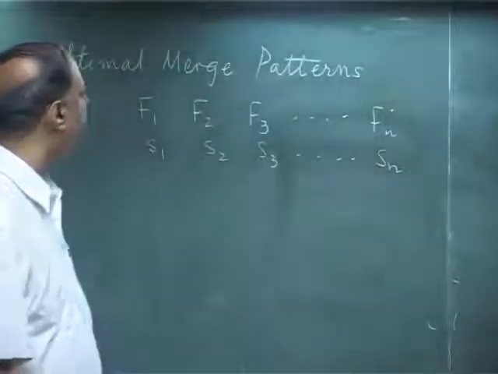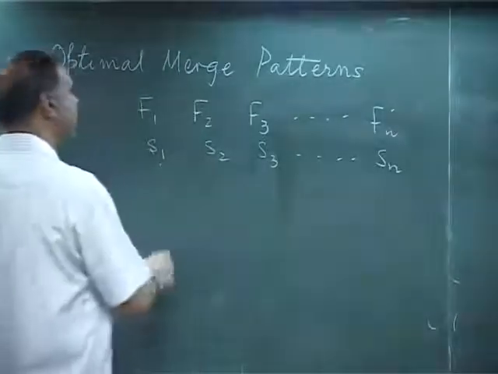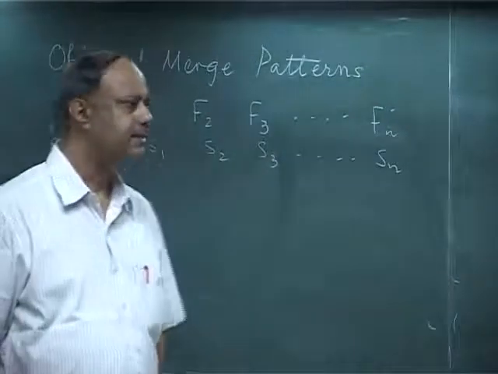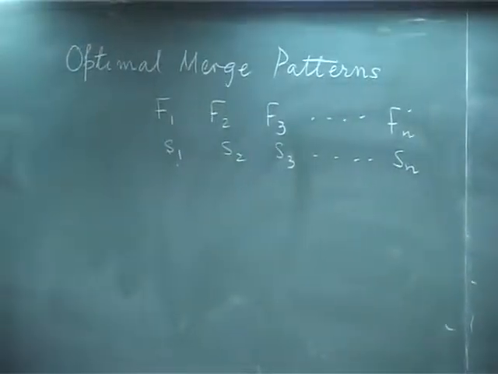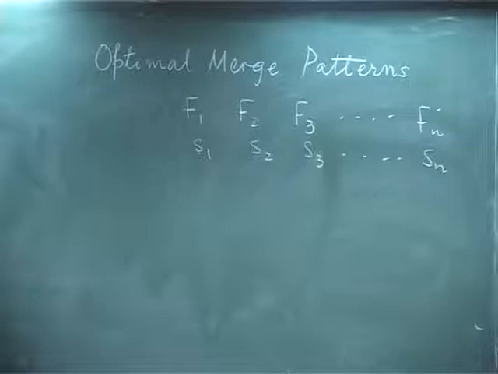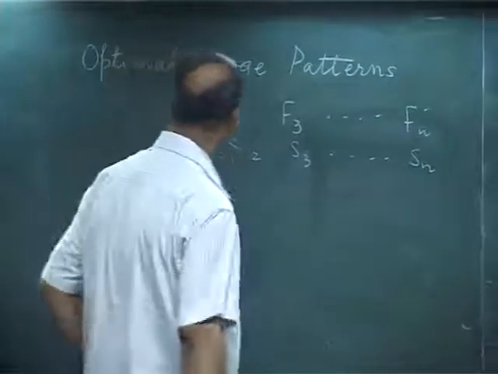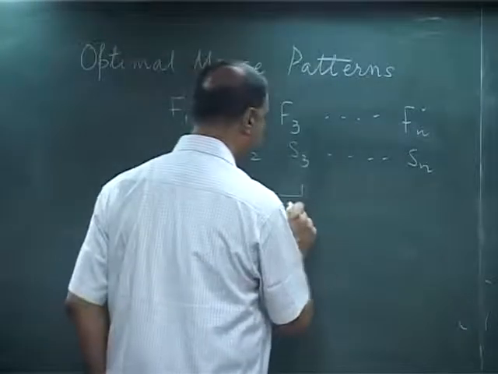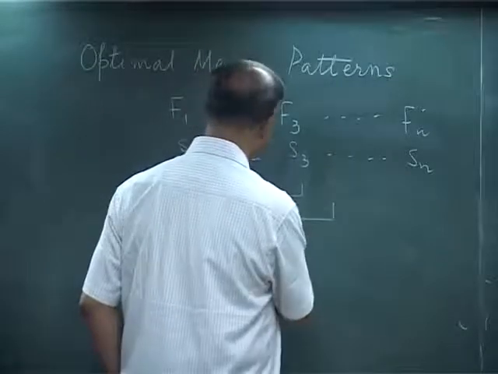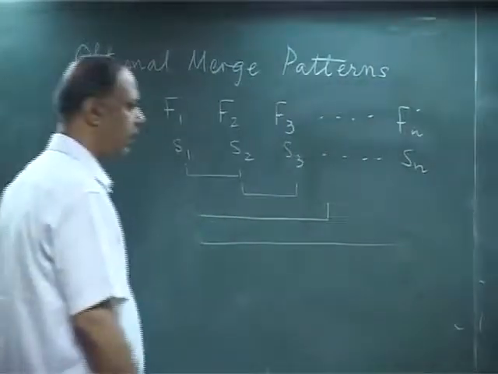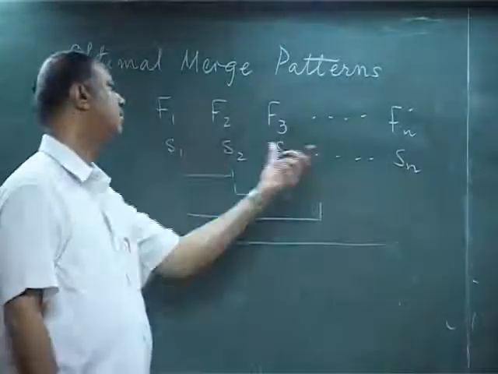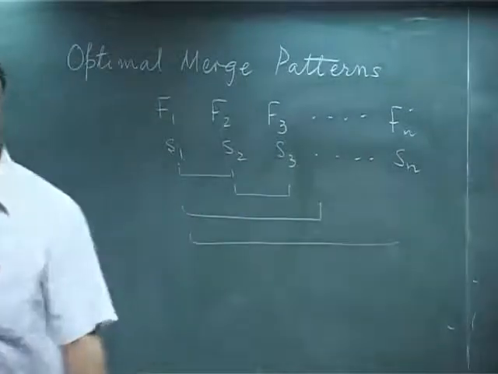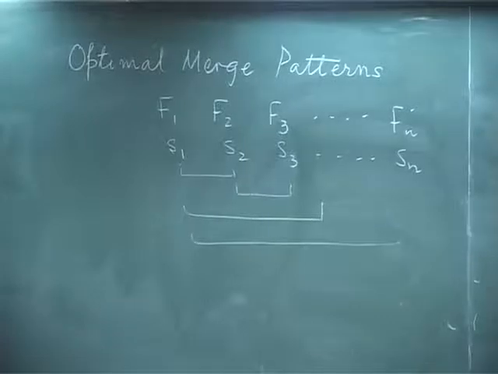Now our target should be to merge these files into one file in such a way that the number of record movements is minimum. One way could be that you first merge these two, then merge the result with the next one, then with the next, and so on. Another way could be that you merge these two, then merge with this one, and so on. There are several ways you can merge these N files.